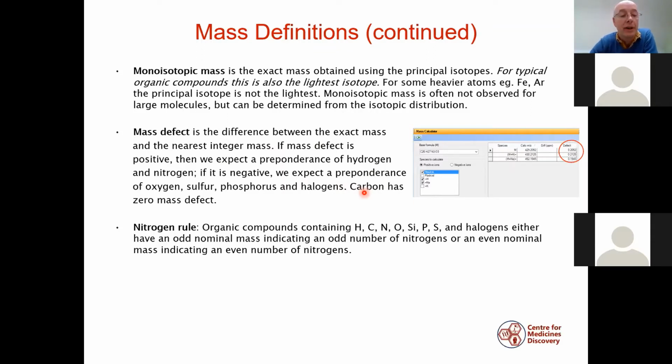There's also an interesting thing that you can use from the nominal mass. Organic compounds which contain these elements are either going to have an odd or an even nominal mass. If the nominal mass is odd, then that means there is an odd number of nitrogens. If the nominal mass is even, then there is an even number of nitrogens. So you can use the nitrogen rule to help you determine the composition of an unknown compound.